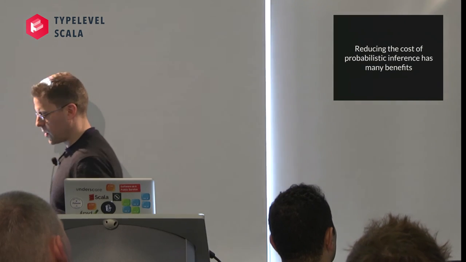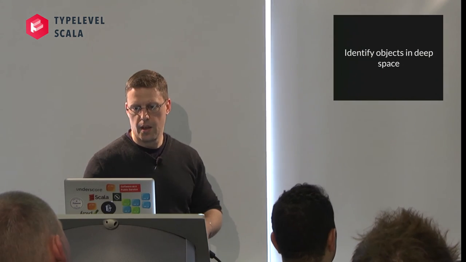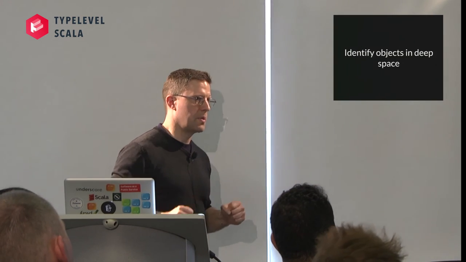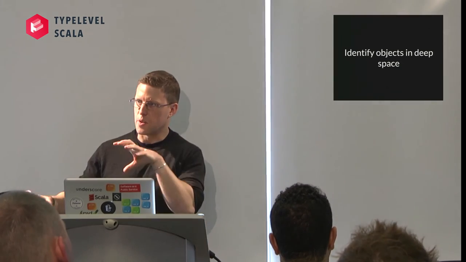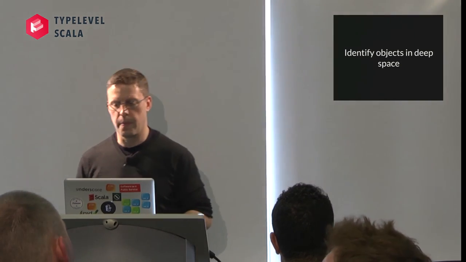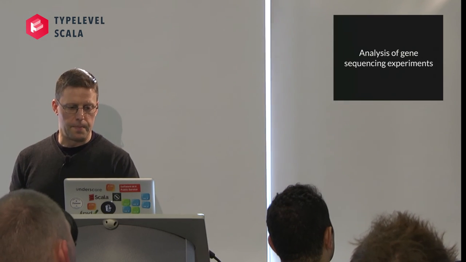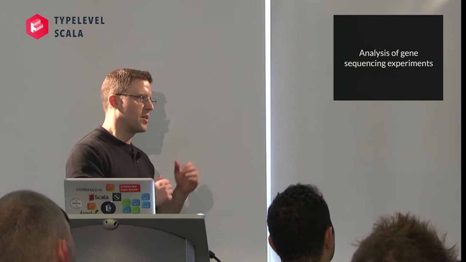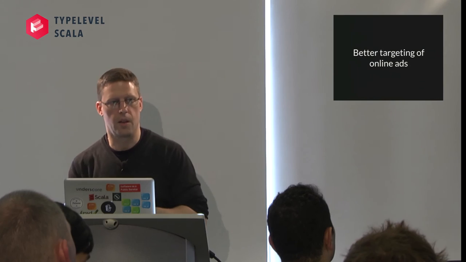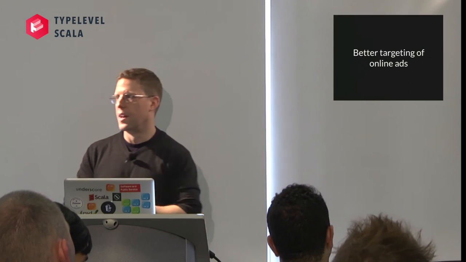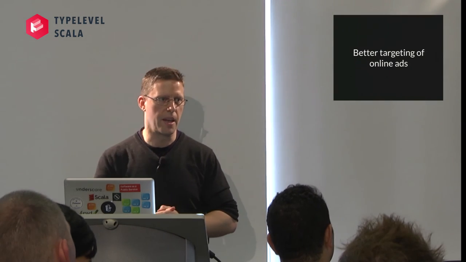Why this is interesting is because reducing the cost of probabilistic inference has many benefits. If you're identifying objects in deep space, for example, as some of us might be doing, there's work on using your sparse data there to try and infer what's going on. That's a probabilistic inference model. Gene sequence experiments are another one where people like to use this. And of course, we can't go away without mentioning targeting online ads pays for the internet we all know and love, as much as we may hate ads, again.